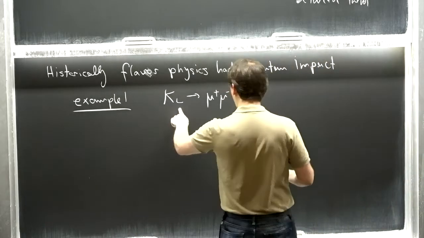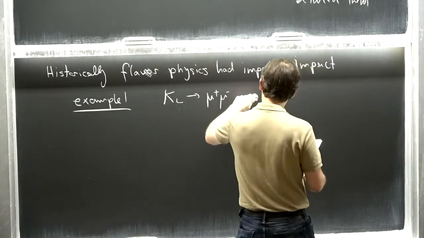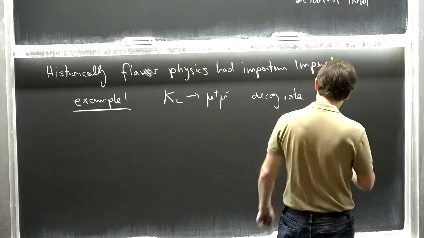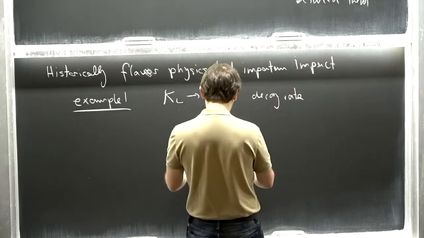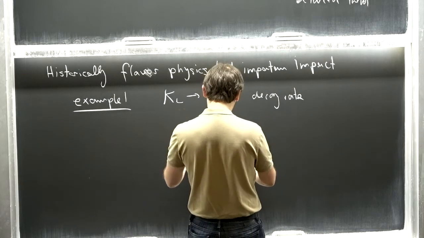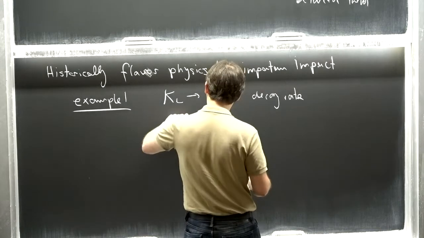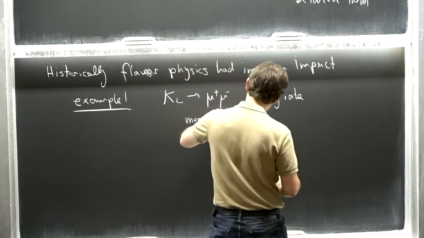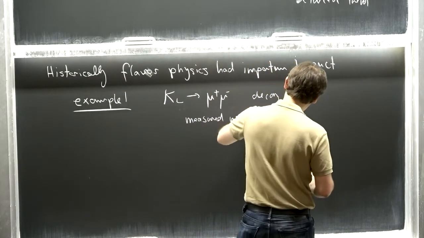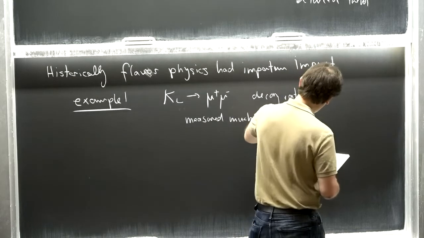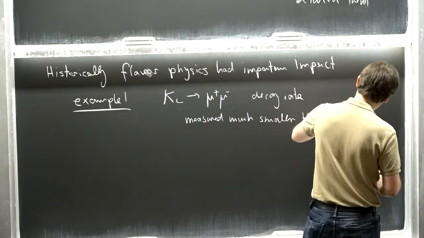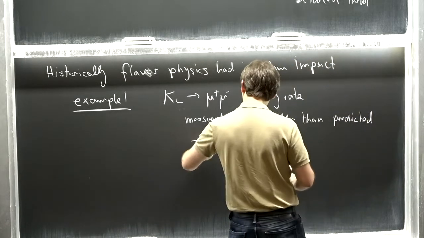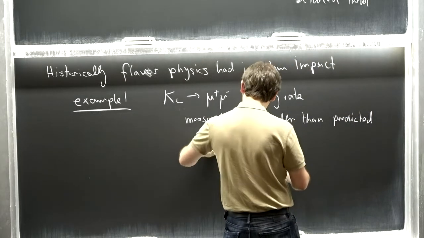So the decay rate of this process was measured to be much smaller than predicted, which led to the prediction of the charm quark.